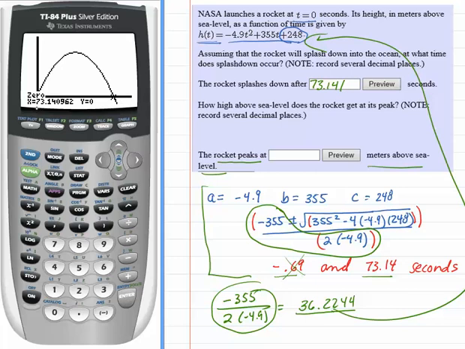And sure enough, it says 73.141 seconds. And that jives with my table. And that also jives with what I calculated by hand.